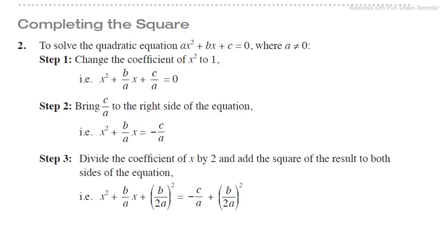Let's repeat this. Our first step was making x squared independent by dividing by its coefficient. After making x squared independent, we had to take the constant to the other side. So when we take c over a to the other side, it becomes negative. In step 3, we get the coefficient of x, which is b over a, and we divide it by 2. That gives us b over 2a. And square the result, then add on both sides. Let's continue.